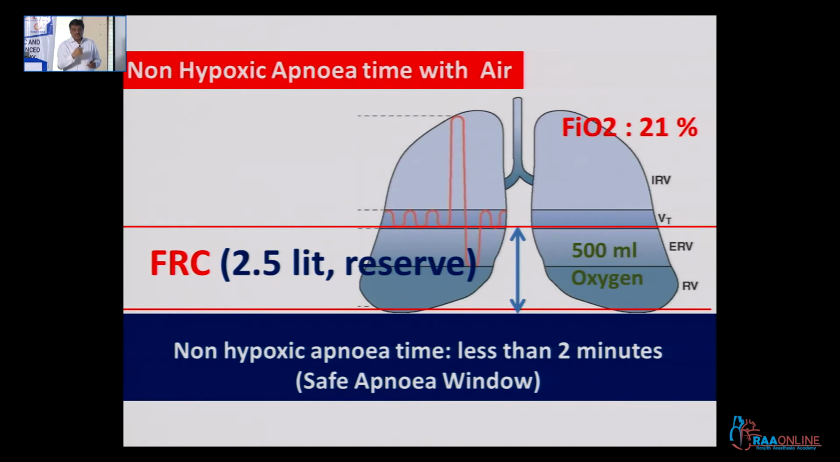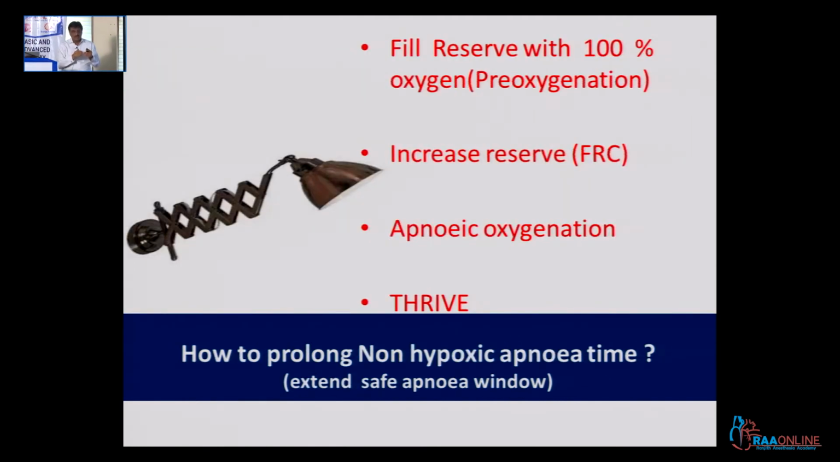So if I am subjected to apnea while inhaling air, and my consumption is 250 ml per minute, my apnea time hardly lasts for 2 minutes without any desaturation. Then desaturation starts. So we need to prolong this non-hypoxic apnea time. That can be done if we are able to fill up the whole of the FRC with 100% oxygen. We can prolong the non-hypoxic apnea time. Or if we can increase the FRC, then also we can prolong it. Another technique is apneic oxygenation, and we will discuss it one by one.